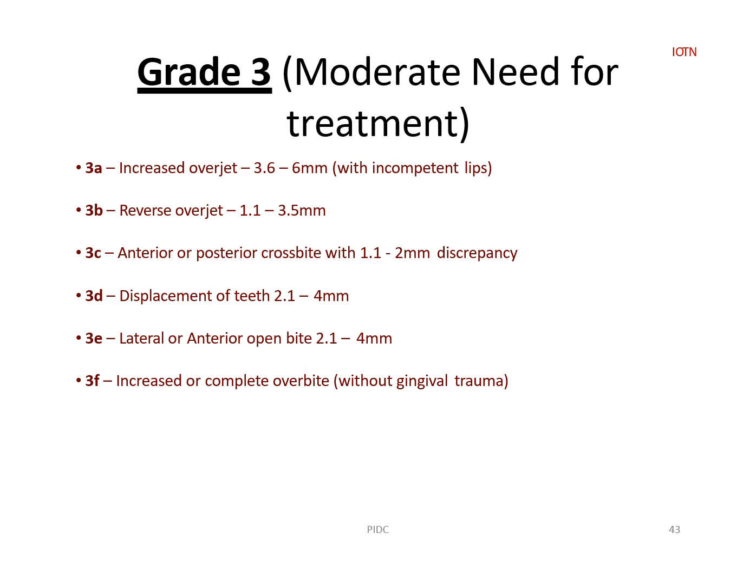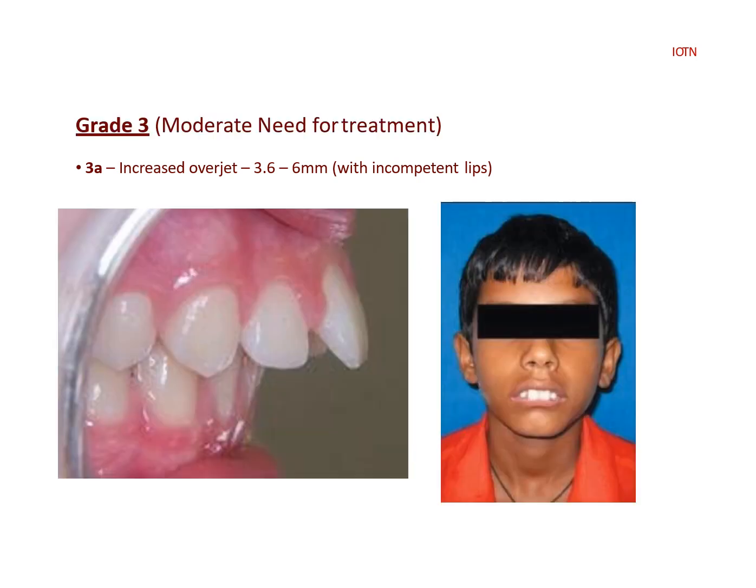Now, moving on to grade 3, where you require a moderate need for treatment. So you require some treatment. Under this, we have different subheadings. Let's see them one by one. In grade 3, we have 3A, that means increased overjet. The increased overjet is about 3.6 to 6 mm with incompetent lips.